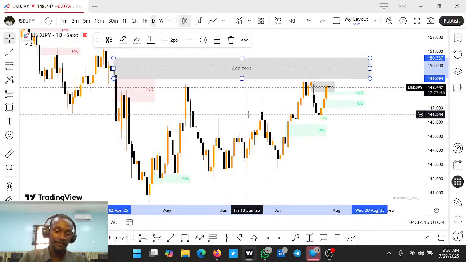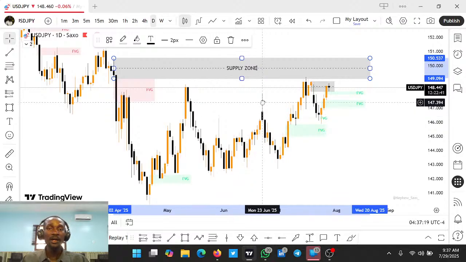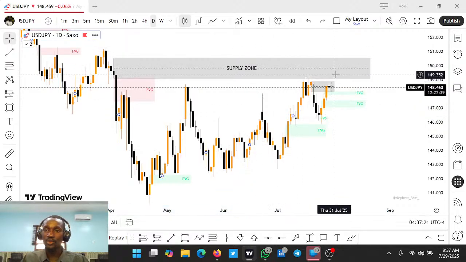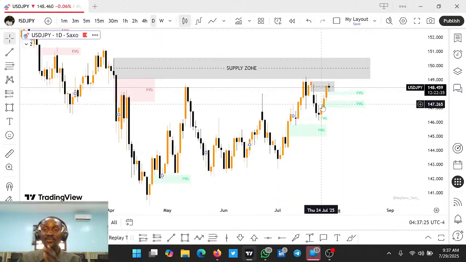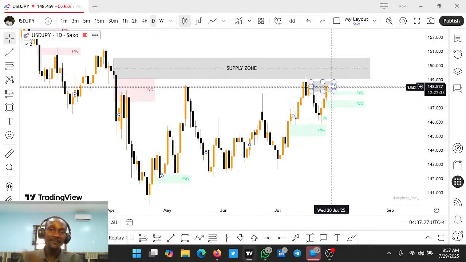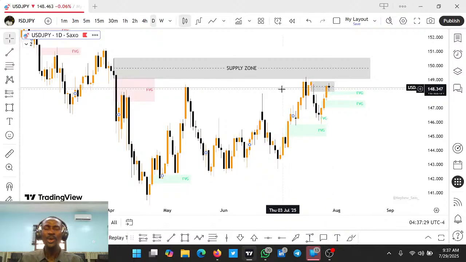This is my supply zone, buying into this supply zone, I begin to sell. But price is still far from the supply zone, though not that far from it. So there are mixed signals on USDJPY now.